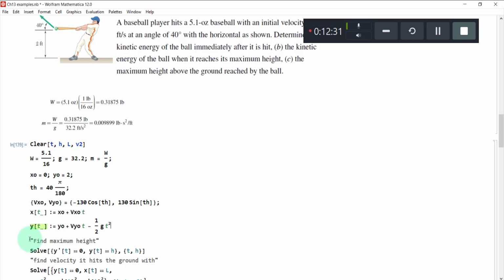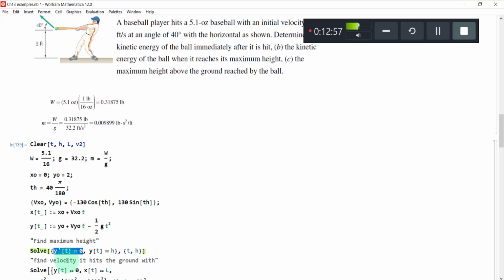So to find the maximum height, you have to think through physically what's happening. At the maximum height, it's the y piece of the velocity that goes to zero. The x piece is still flying. The x velocity is still going forward in the x direction, but in the y direction, the y velocity goes to zero before it starts falling down to the ground.